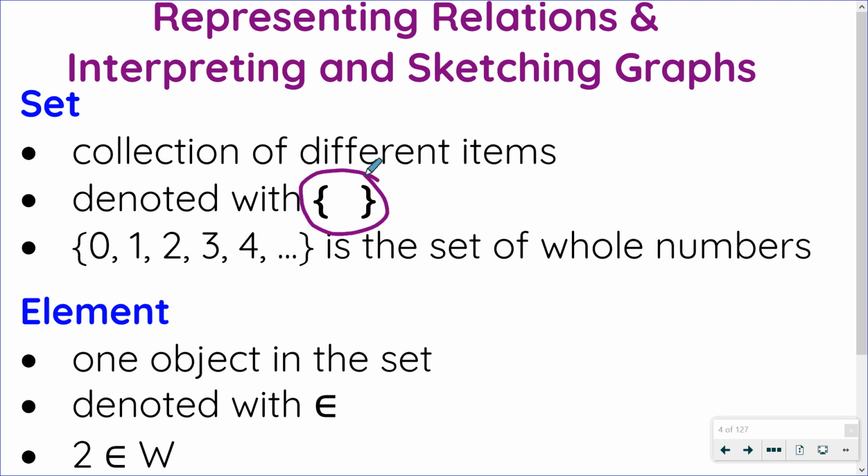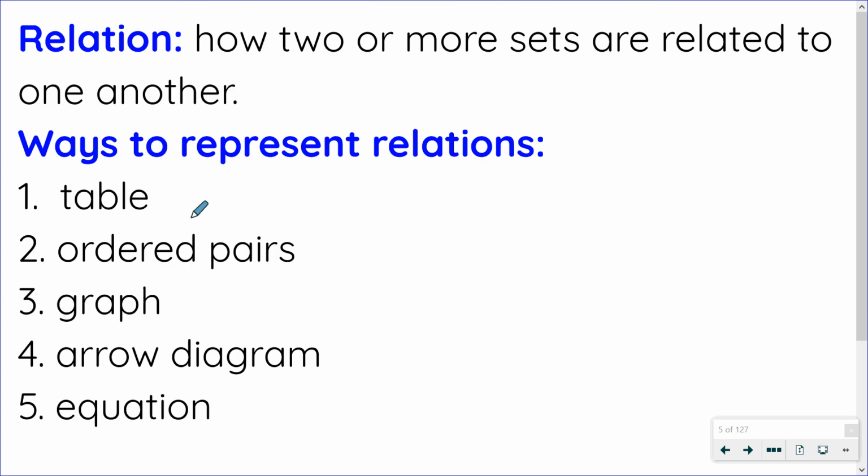Now what's in the brackets, these things here, are called elements. So an element is just one object within the set. Now we denote that with a little e, E for element. So for example, 2 is an element of the whole numbers because it was one of the objects in the set. Now, since we're talking about relations, we should probably talk about what a relation is. A relation just shows how two or more sets are related to one another.